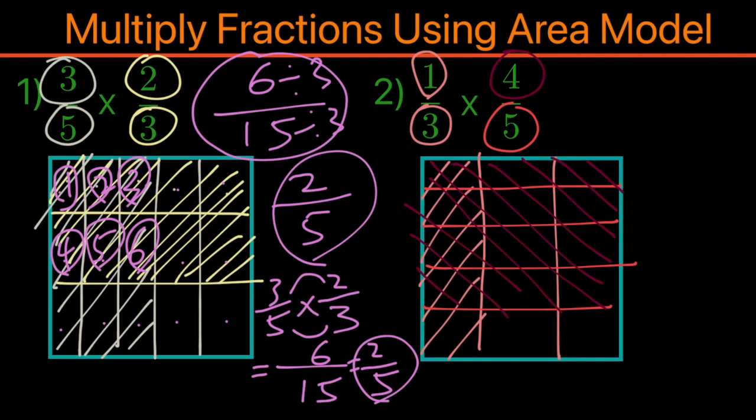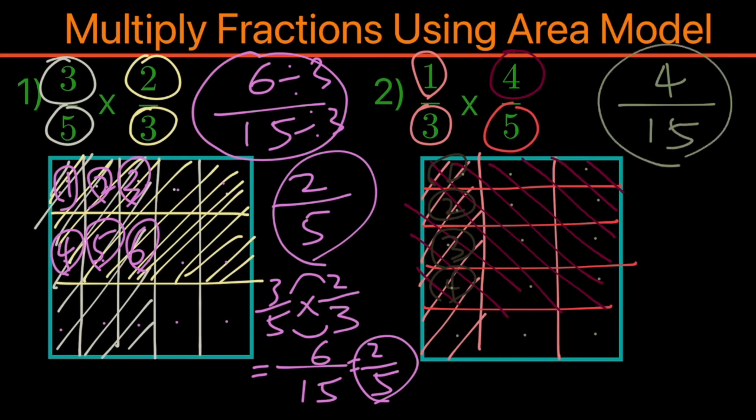And the area that overlap would be 1, 2, 3, and 4. So that tells us that we will have 4 as the numerator, and out of total number of boxes available, we have 1, 2, 3, 4, 5, 6, 7, 8, 9, 10, 11, 12, 13, 14, 15. So the answer is 4 over 15.